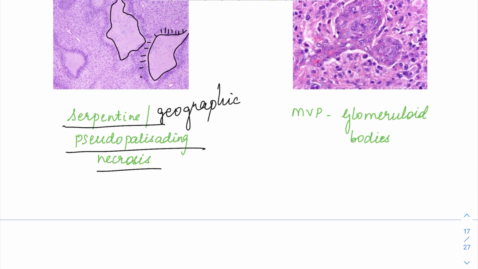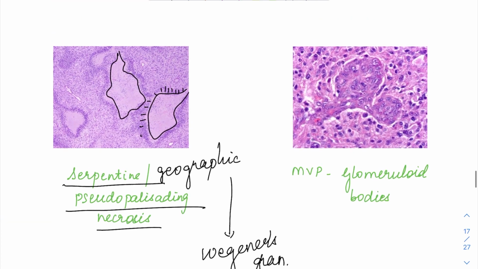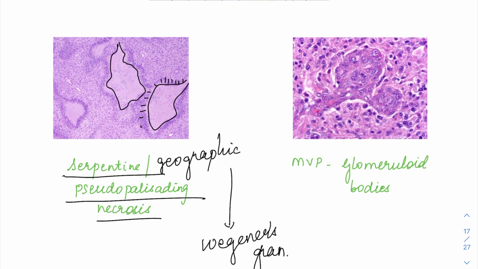Geographic necrosis, did we see it somewhere else? Yes, we also saw it in Wegener's granulomatosis, which is also called granulomatosis with polyangiitis. There again, geographic necrosis was present. Microvascular proliferation means lots of vessels will be proliferating, and the endothelial lining of the vessels will be proliferating. Here, if you appreciate, the endothelial lining has proliferated so much that it has obliterated the vessel lumen, and it is literally appearing like a glomerulus. So it is also called a glomeruloid body. The microvascular proliferation in glioblastoma, which appears like a glomerulus, is called a glomeruloid body.